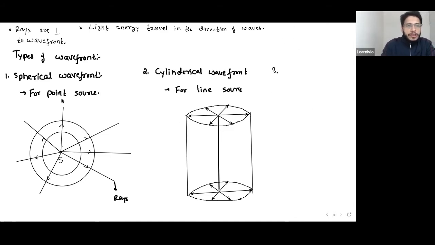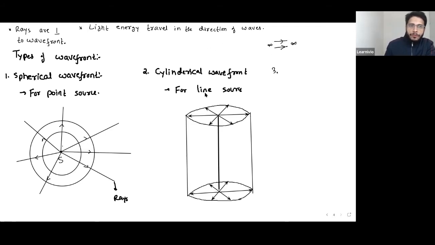If your source is at infinity, then the rays are parallel. That means the rays are coming in parallel, because parallel rays meet at infinity. And this is true in every case, in every wavefront. If your source is very far away, then the rays are parallel.